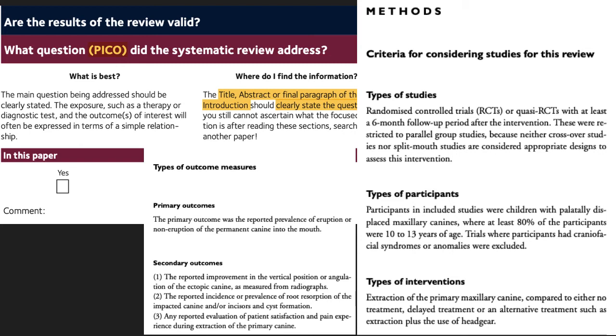In the previous systematic review, they didn't include that; there was no treatment or comparison group. And for the type of outcome measurements, the primary outcome is the prevalence of eruption or non-eruption of the permanent canine. The secondary outcomes include improvement in vertical position and everything else. And I think the answer here is yes.